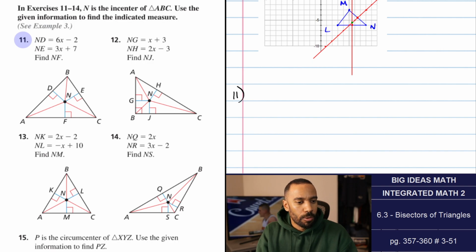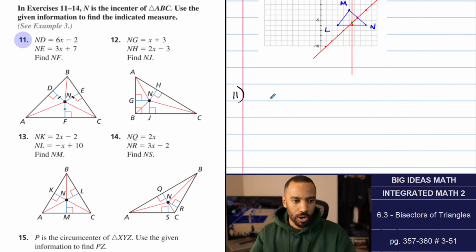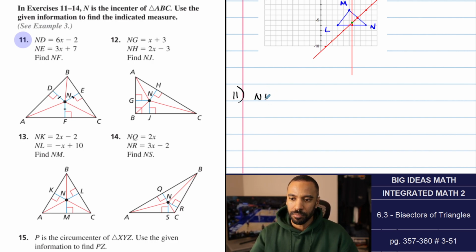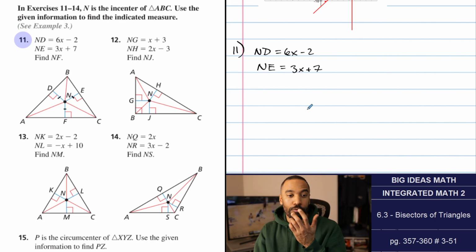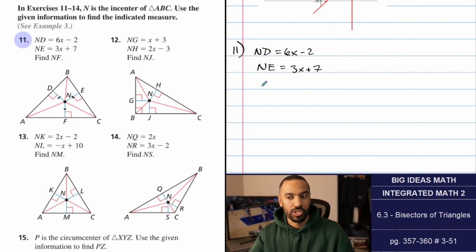So again, angle bisectors with A, B, and C are drawn. This is the incenter. That makes these things equidistant right here. They say ND is 6x minus 2 and NE is 3x plus 7. ND and NE being distances to the sides, which are the same. So, with that in mind, we are going to find the length of NF, which should be the same as the other two. So we got to solve for x first.